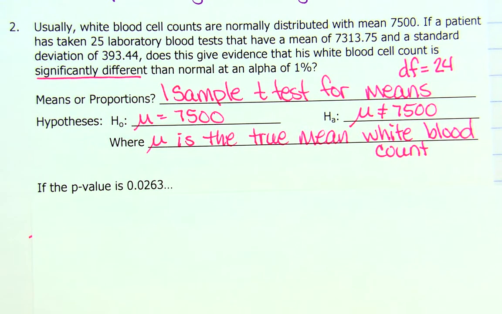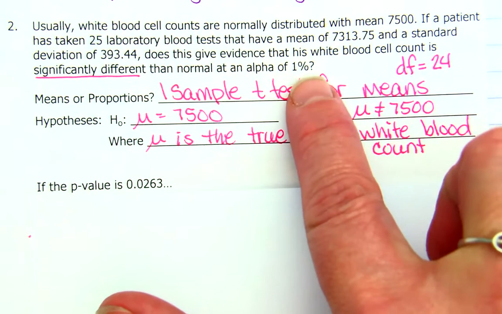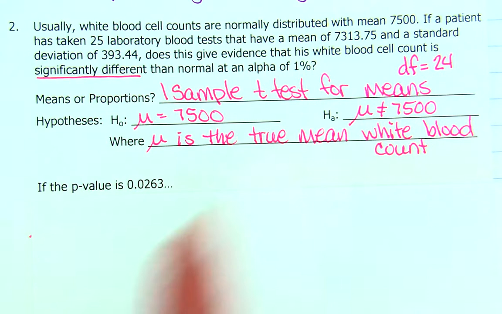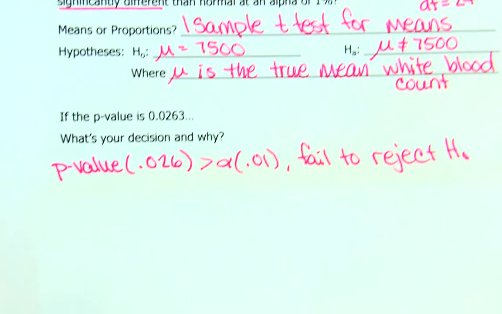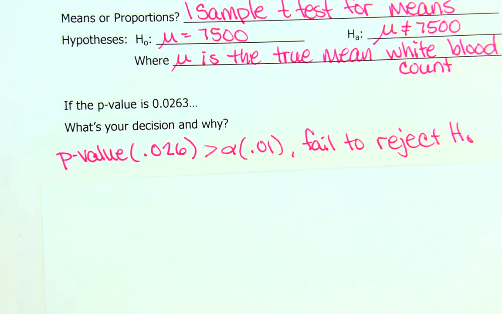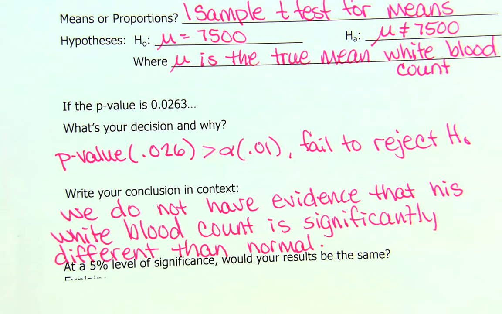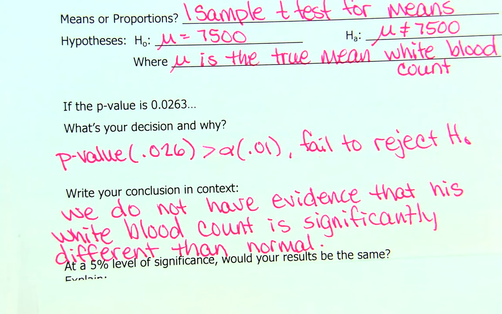Then we have a p-value, 0.0263. Our alpha level, they told us to use is 1%, so 0.01. So what's our decision? Do not reject or fail to reject. Good. So that comparison between p-value and alpha is going to be our reasoning. So we do not have evidence that his white blood count is significantly different than normal.